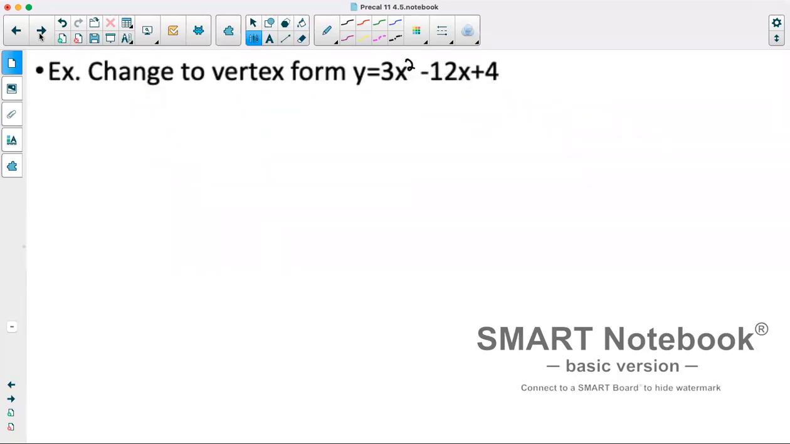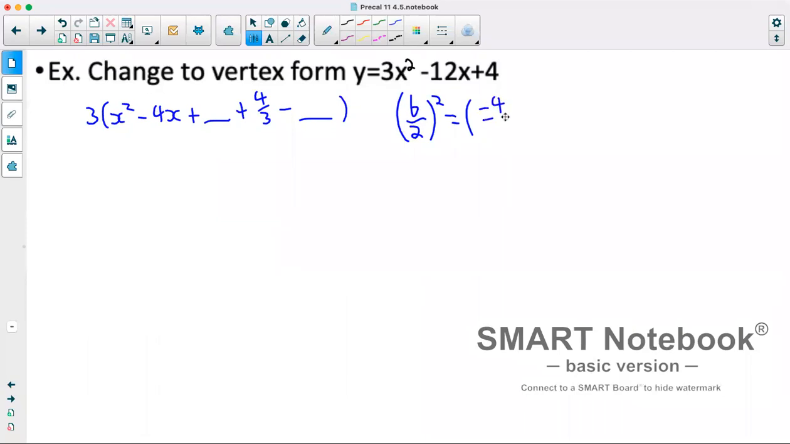Okay, so we have another one, change to vertex form. We have 3x squared minus 12x plus 4. So we will start out by factoring out a 3. So we have 3 times x squared minus 4x plus a blank, plus 4 over 3 minus a blank. And then we'll do our b over 2 squared. So our b value in this case is -4. So -4 divided by 2 squared gives us -2 squared, which is 4. So we have plus 4 and minus 4.